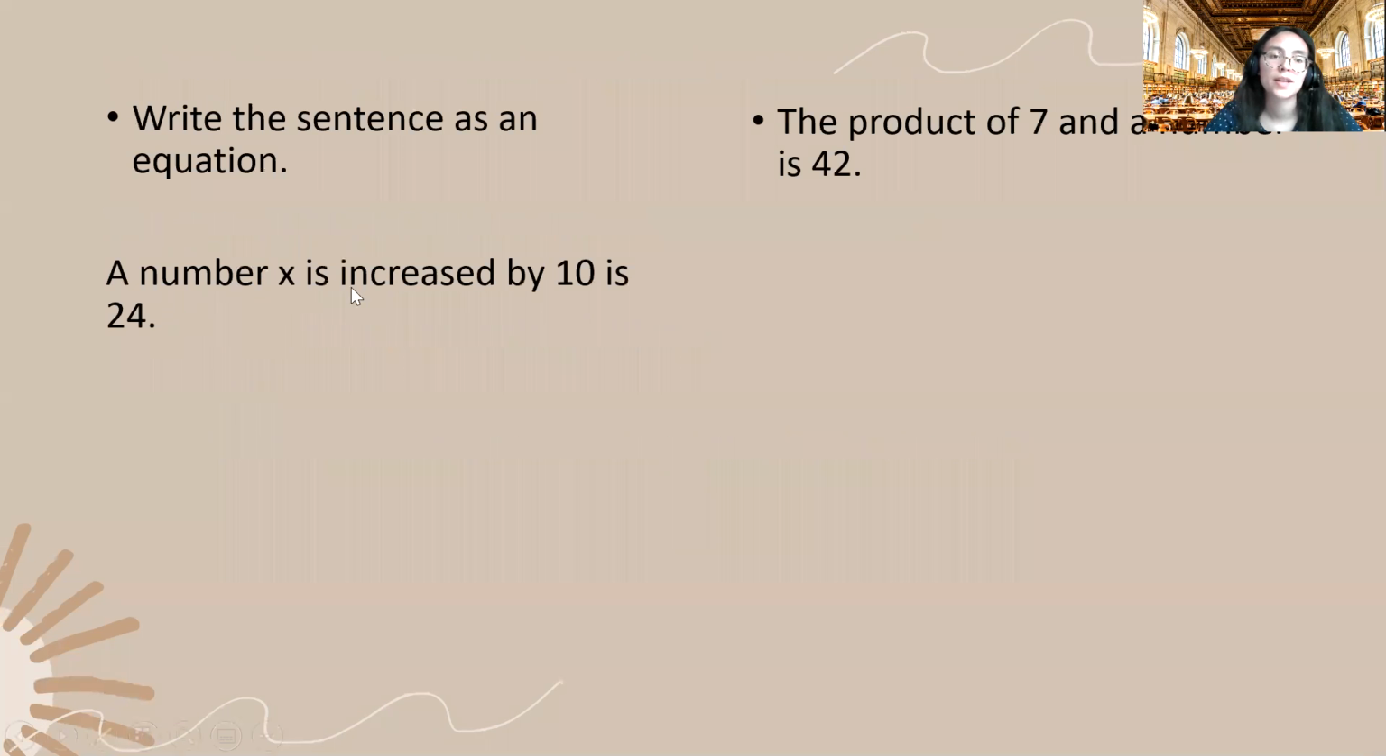So here again, we're asked to write the sentence as an equation. A number x is increased by 10. I'm going to underline increased by because that tells me that I have addition. My variable is x, and so I'm adding x plus 10. So I have a number x is increased by 10, so that would be x plus 10.